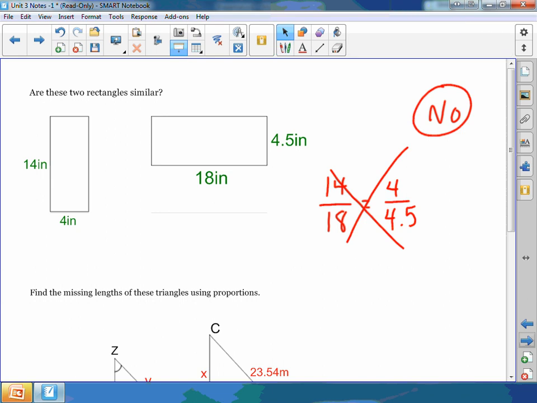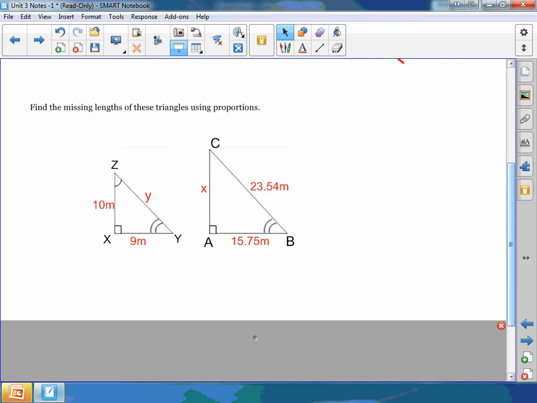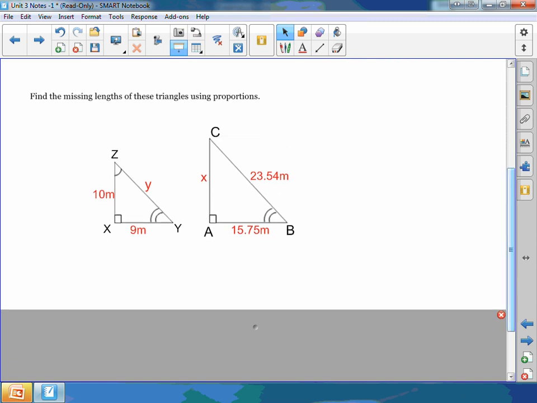So that proves that not all rectangles have to be similar to one another. Some people think originally that all of them have to be similar. Okay. So that's proving whether or not they're similar. Now I'm going to tell you that they are similar. This next one, these are similar triangles. You then have to find the missing sides to make these true.